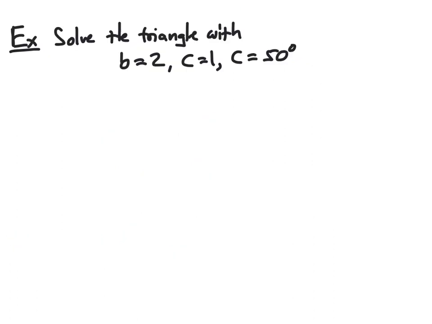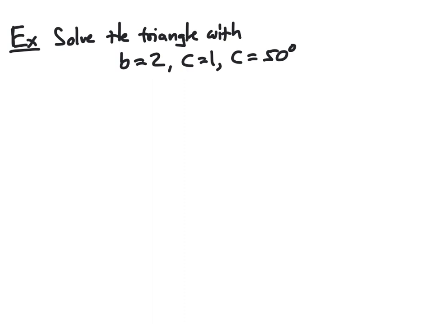In this example, we want to look at solving the triangle with B equal to 2, C equal to 1, and angle C equal to 50 degrees. This looks a lot like the previous examples we've seen, but as we'll notice, something weird does happen when we try to solve this particular triangle.